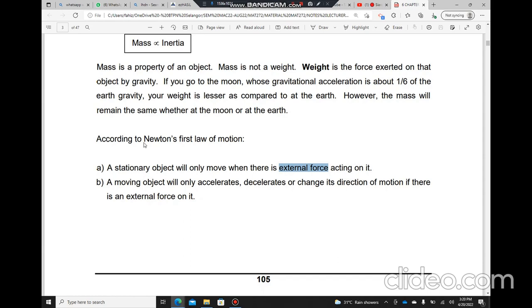So maknanya kat sini based on Newton's first law, maknanya satu objek pegun dia boleh bergerak kalau dia ada external force. And then kalau objek yang sedang bergerak, okay, dia mungkin akan berubah kelajuan, pecutan berubah, dan direction dia juga berubah kalau dia ada external force. Okay, so this one for Newton's first law of motion.